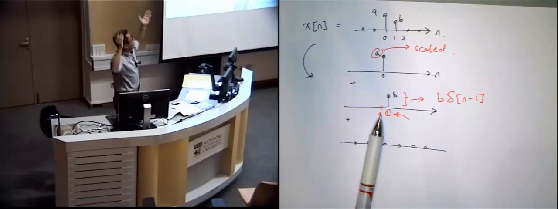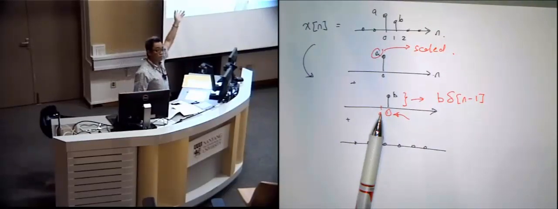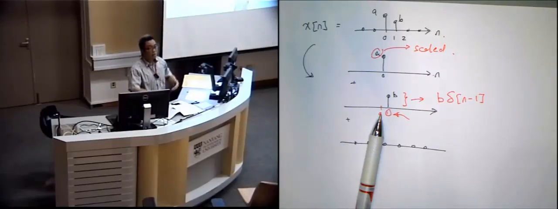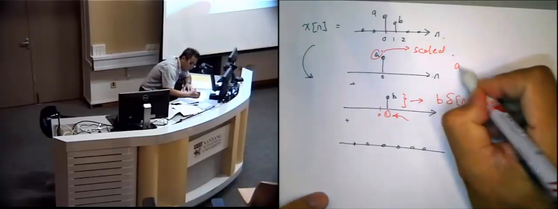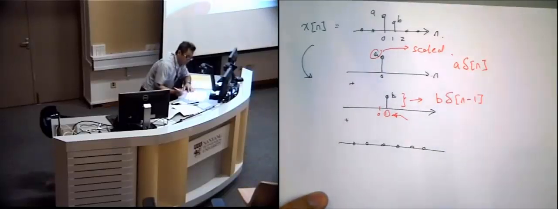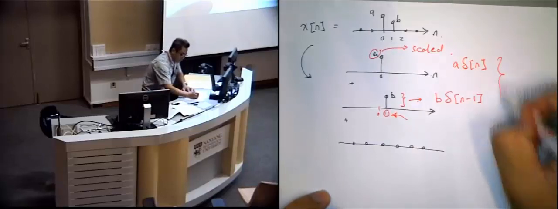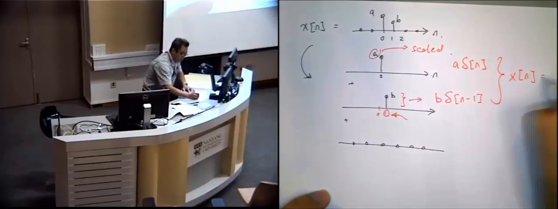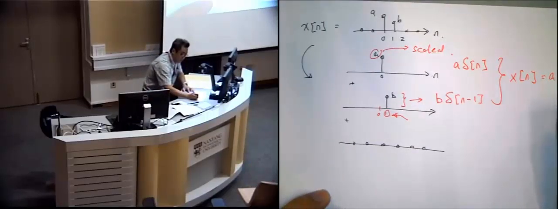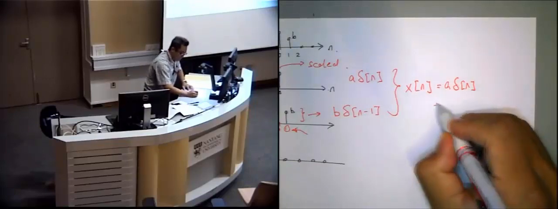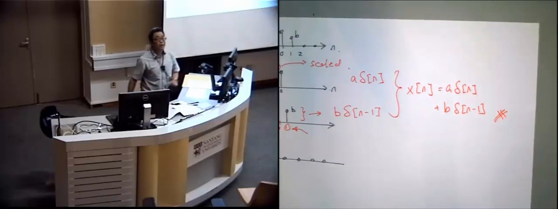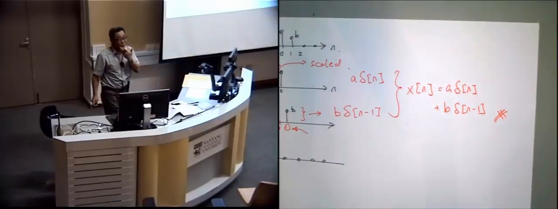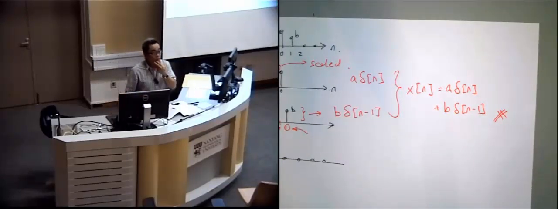So now you see that I've broken a complicated function that has two spikes going up with amplitude of A and B into these, A delta of n. So now I can write x of n equals A delta of n plus B delta of n minus 1. Now this is a very powerful and important concept.